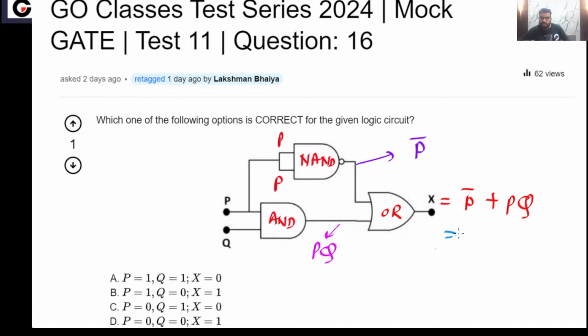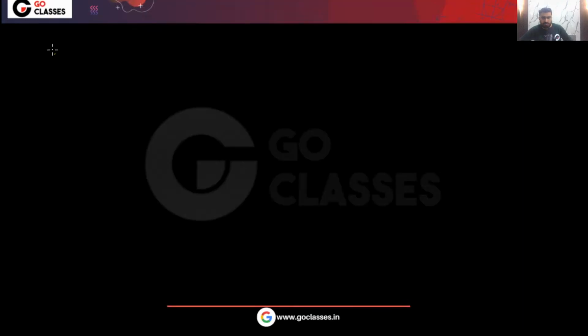And you can simplify this. You can apply the distributive property. You can simplify this and you will get P bar or Q. Basically, this is a property, let me tell you. You can remember this property. This is a very important property. X or X bar Y.